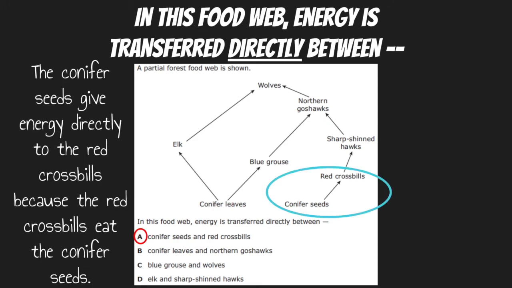The answer is A, conifer seeds and red crossbills. The conifer seeds give energy directly to the red crossbills because the red crossbills eat the conifer seeds. So there is an arrow directly pointing from one to the next.